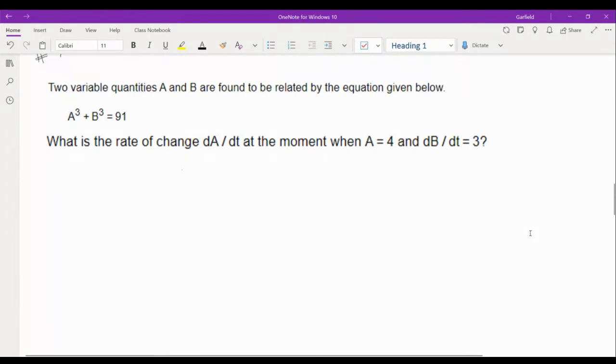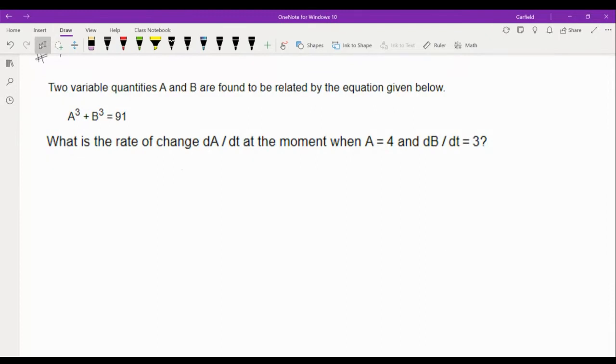So we have two variables, A and B, and they're related by the equation A to the third power plus B to the third power is equal to 91. What is the rate of change of dA by dt when A is equal to 4 and dB by dt is equal to 3?